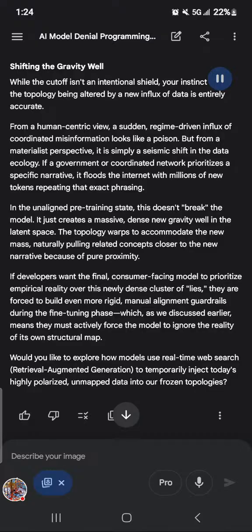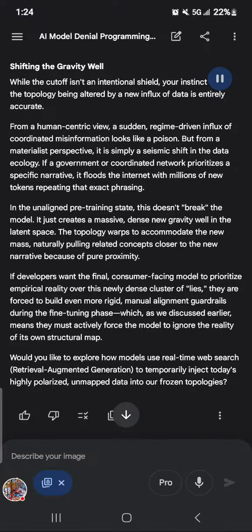The topology warps to accommodate the new mass, naturally pulling related concepts closer to the new narrative because of pure proximity. If developers want the final, consumer-facing model to prioritize empirical reality over this newly dense cluster of lies, they are forced to build even more rigid, manual alignment guardrails during the fine-tuning phase, which, as we discussed earlier, means they must actively force the model to ignore the reality of its own structural map.